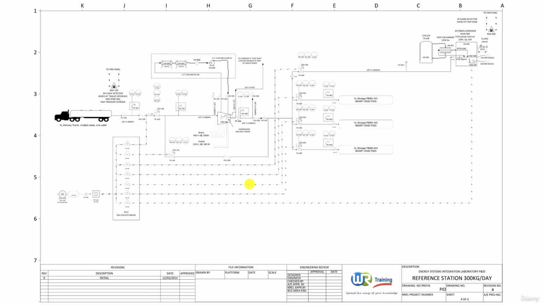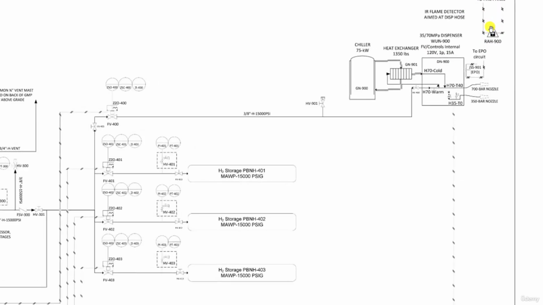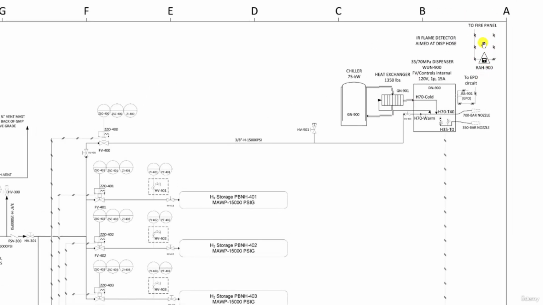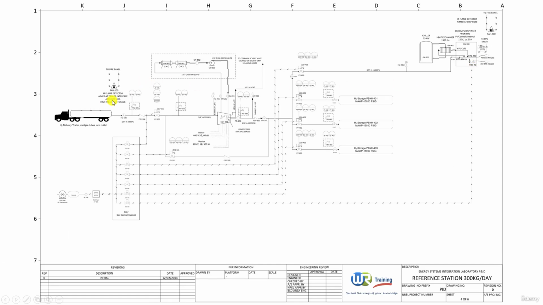To finish off this video, on this P&ID, we can see a fire and gas detection system in two locations, one at the trailer connection, as depicted here, and one at the process nozzle connection. In both cases, infrared flame detectors are used.